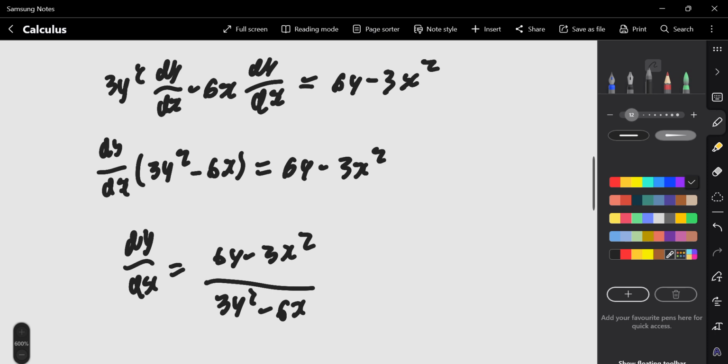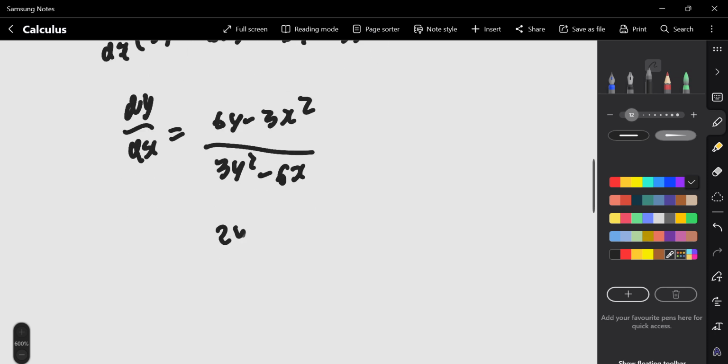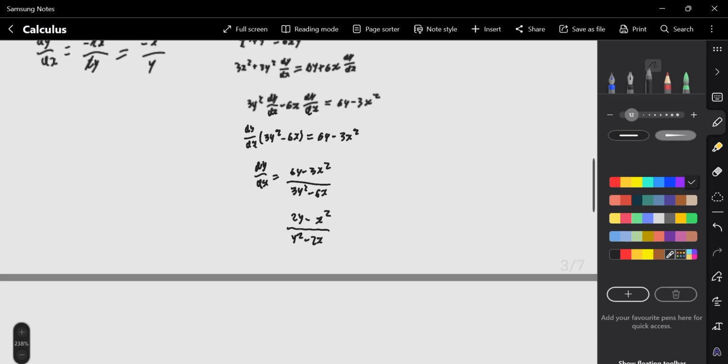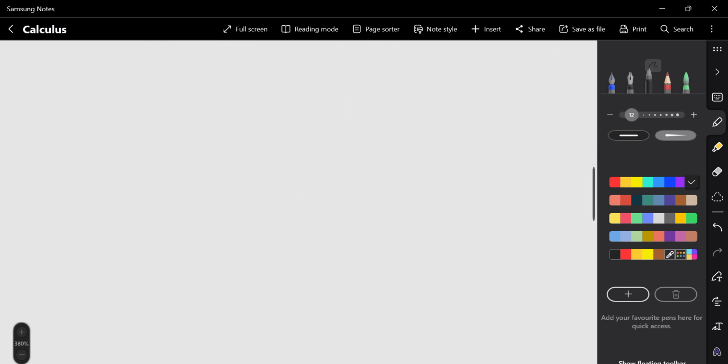We can divide through by 3, and we're going to get 2y minus x squared all over y squared minus 2x. And that's implicit differentiation. It's nice and simple, actually. It's not too bad. It's probably my favorite method of differentiation. Let's do the final two bits of the unit. Such a long video for basics, but yeah, and then we can do some hard examples in part two.